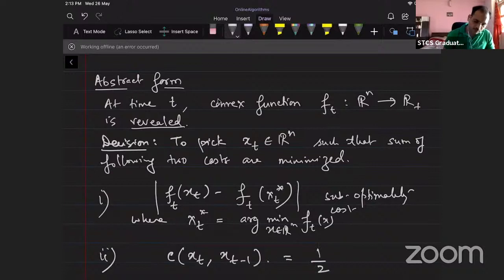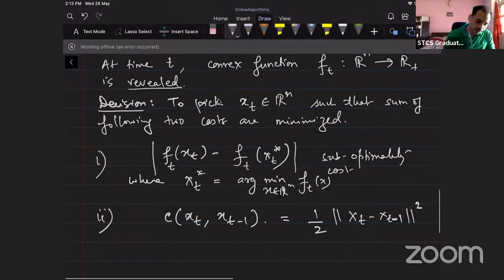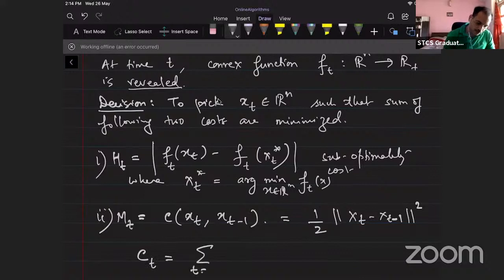So for example, we are going to look at this particular function. Okay, so this is going to be what we call the hitting cost h_t, and this is going to be the movement cost m_t. So the total cost is the summation, t going from 1 to capital T. So this is not c_t. The total cost is h_t plus m_t.